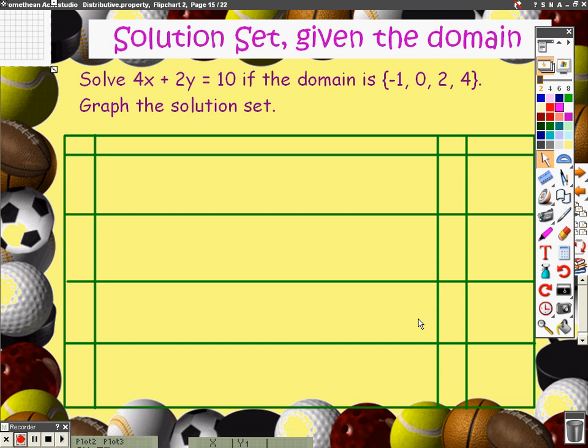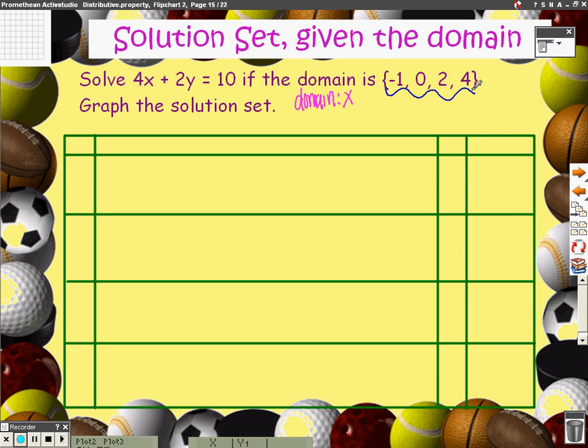In this video, we'll be solving for solution sets given a domain. So my first question to you is, what does domain mean? Domain is your x values. Each one of these numbers right here represents an x value. So I have x values of -1, 0, 2, and 4.